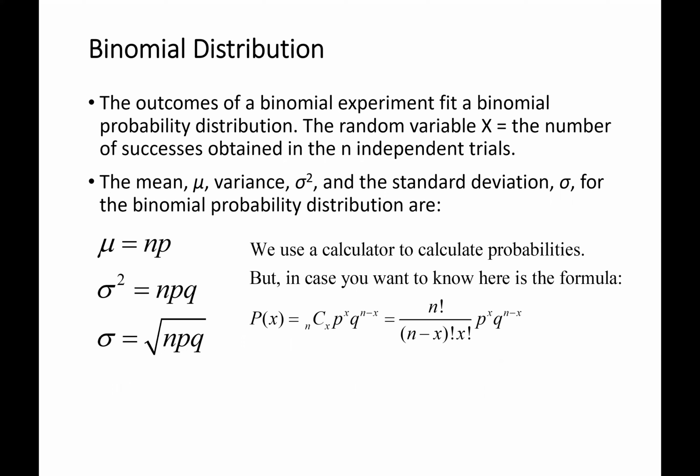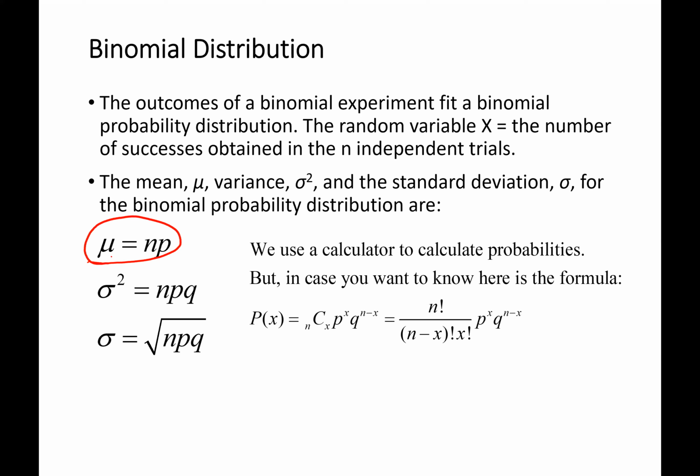The outcomes of a binomial experiment fit a binomial probability distribution. The random variable X, remember we describe a random variable in words, is the number of successes obtained in the n independent trials. The mean of a binomial distribution can be found by multiplying the number of trials times the probability of a success.